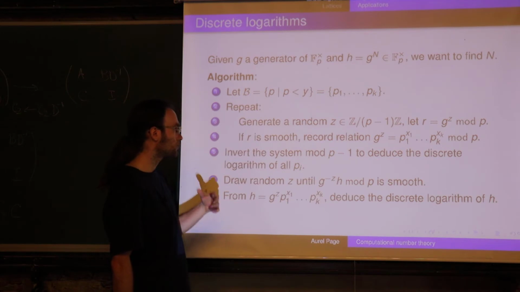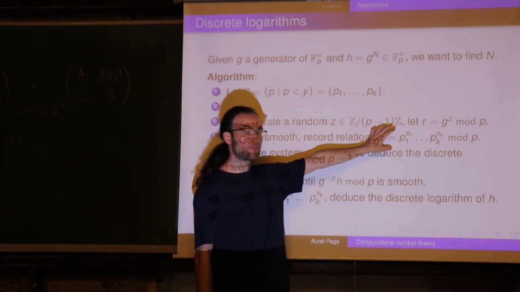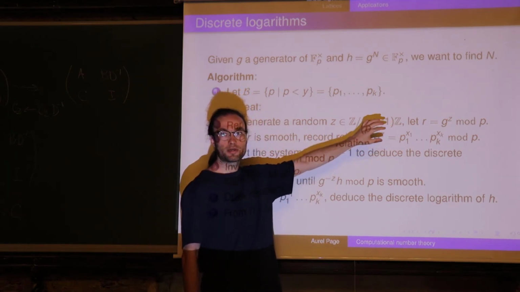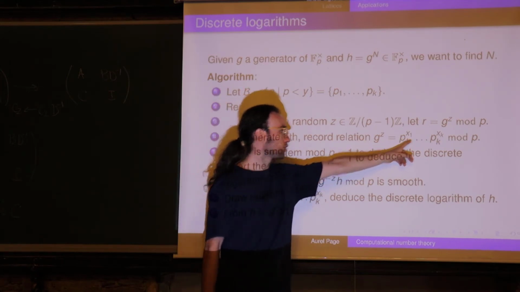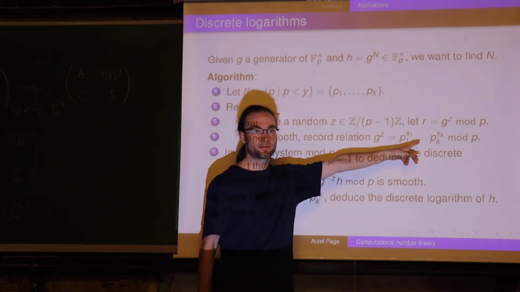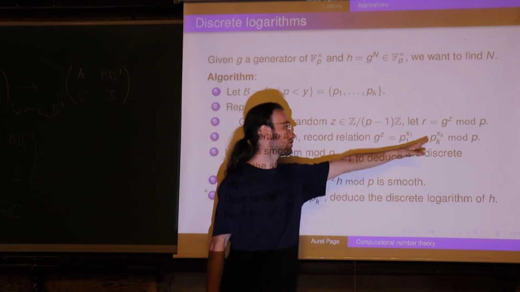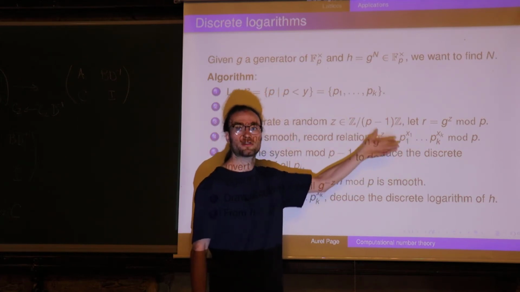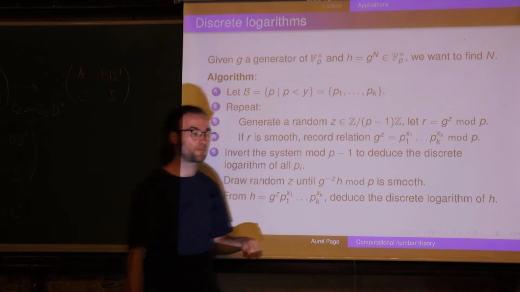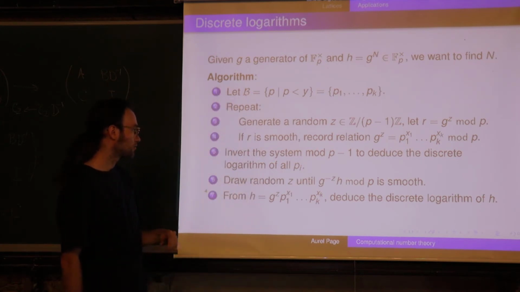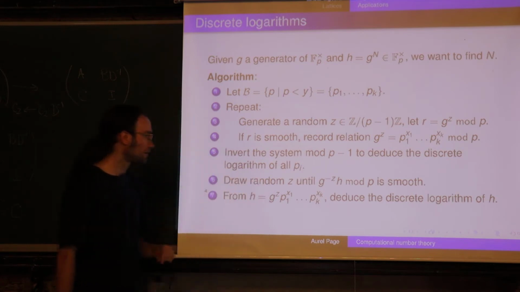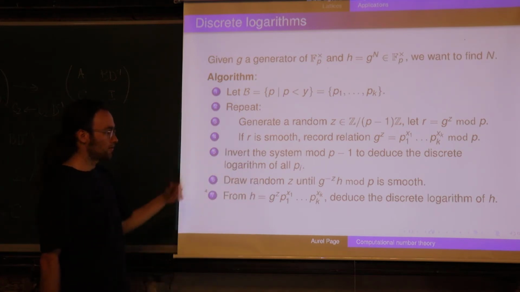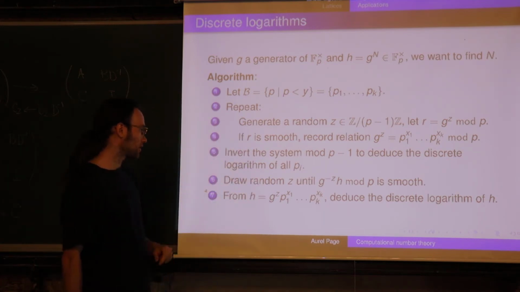What you want to do is to collect enough relations like this to be able to invert the whole system and deduce the discrete log of all the p_i's. You're given the discrete logs of various combinations of the p_i's. If you have enough of that, you can deduce the discrete logs of the p_i's. So that's linear algebra modulo p minus 1, and if you collect enough relations, you can do this.